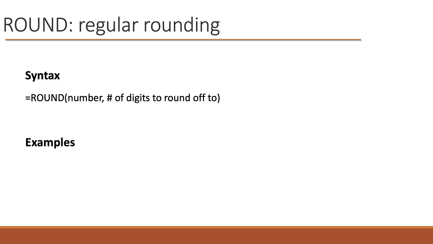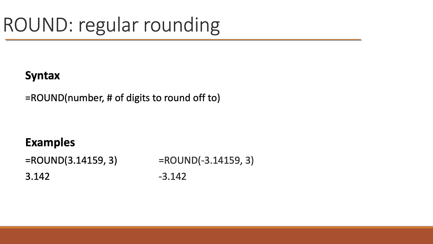So here's a couple of examples. If we say equals round and feed it some pi and tell it we want to round off to 3 decimals, we get 3.142. If we have negative pi, and we tell that to round off to 3, we're going to get negative 3.142. So you see it's rounding off away from 0.